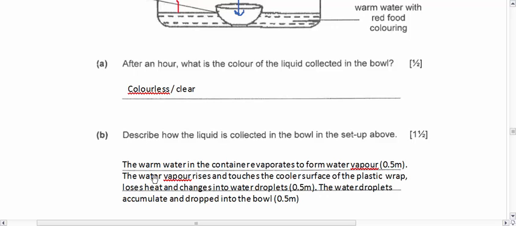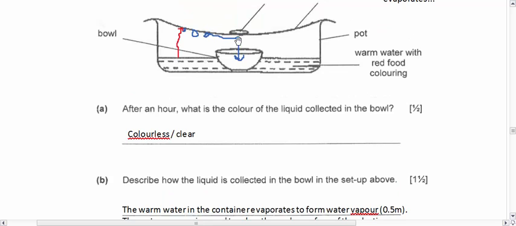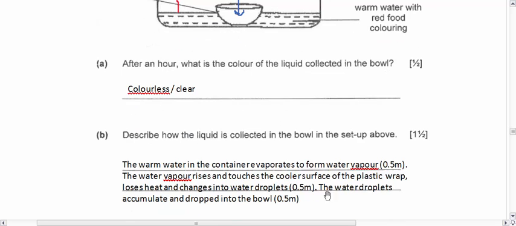Okay, so for 1.5 marks, the first half mark is where you are able to tell me that the warm water in the container evaporates to form water vapor. Half mark. Now then you must be able to tell me that the water vapor then rises and touches the cooler surface of the plastic wrap, loses heat, changes into water droplets. So this is the whole idea of condensation. Another half mark. And then finally, how does it get into the bowl? It's because the water droplets accumulate and drip into the bowl. Okay? So that is how you get your 1.5 marks.